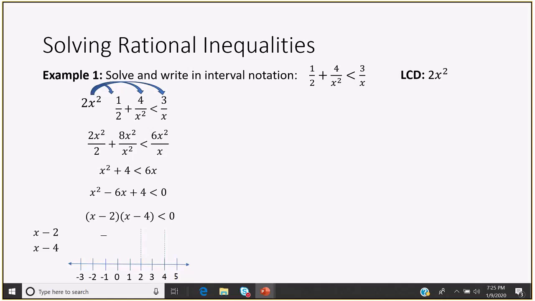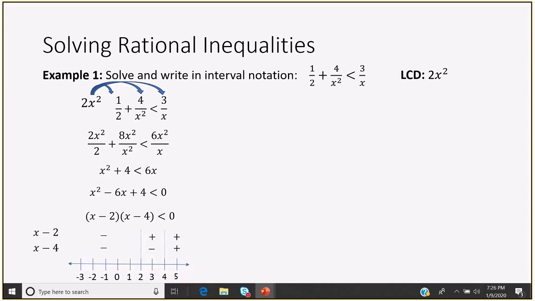Now I'm going to pick numbers. I don't think I wrote it out explicitly in this example, but let's say I pick -2 for my left region. -2 minus 2 gets me -4, so that's negative. -2 minus 4 gets me -6, so that will also be negative. Now I have to pick something between 2 and 4. You could pick fractions, but in this case let's stick with a whole number and pick 3. My top factor is going to get me +1, positive, and my bottom factor is going to get me -1, so negative. For my last region, let's pick 5. 5 minus 2 is 3, so that's positive. 5 minus 4 is 1, so that is also positive.